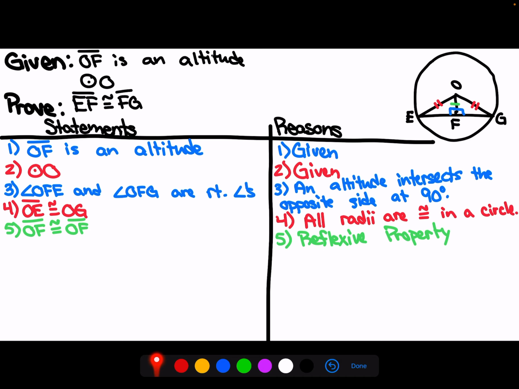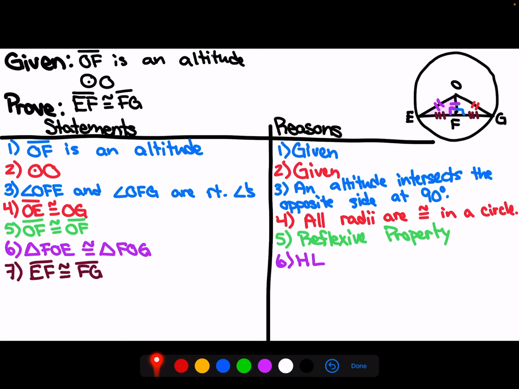Lastly, looking at these two triangles, we have a right angle, we have our hypotenuse because it's on the opposite side of our right angle, and we have a leg. So I can say that these two triangles are congruent by hypotenuse, leg. So triangle OFE is congruent to triangle OFG by HL, hypotenuse, leg. Well, if the two triangles are congruent, then we should be able to say that segment EF is congruent to segment FG, because those are legs of this triangle. So EF is congruent to FG, because if the triangles are congruent, then the corresponding parts of those congruent triangles are also congruent.